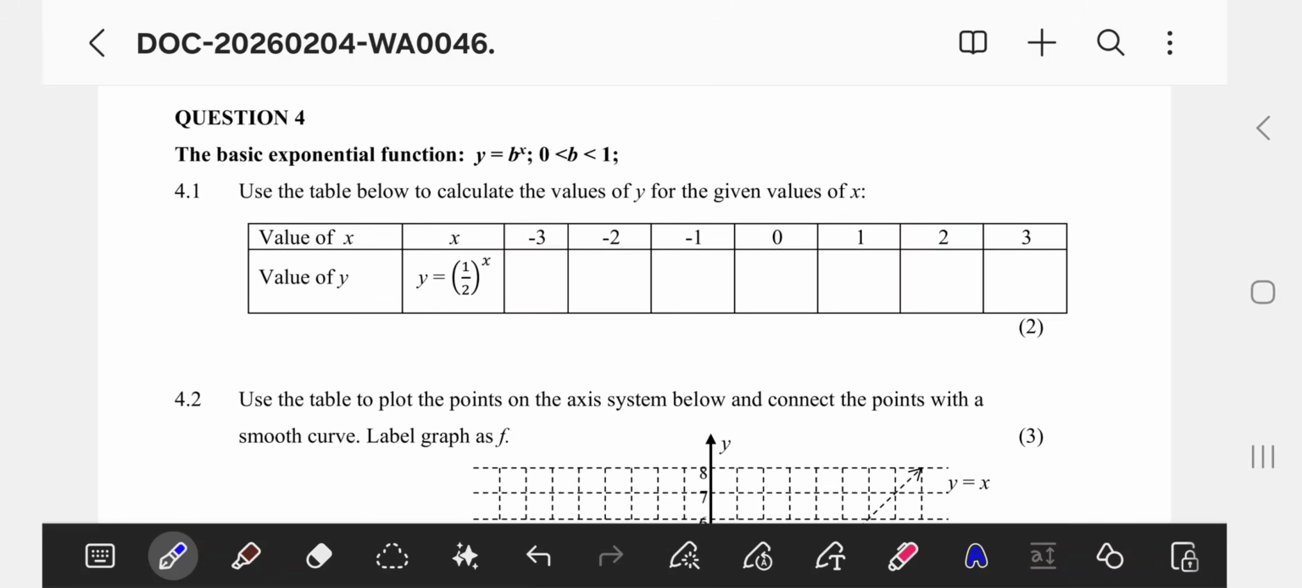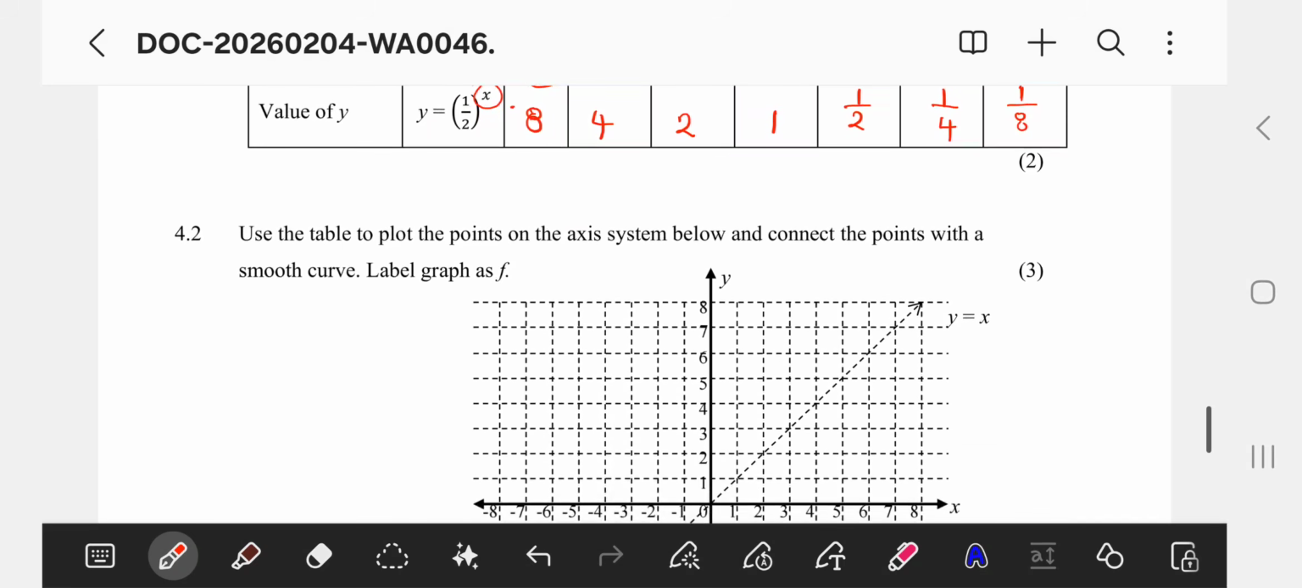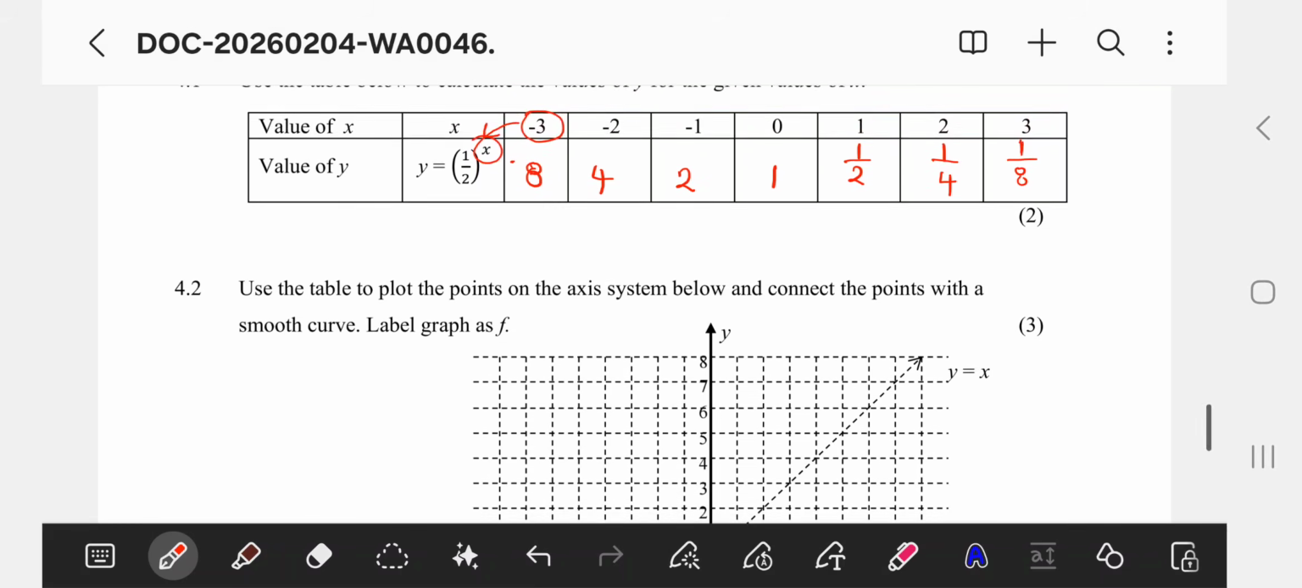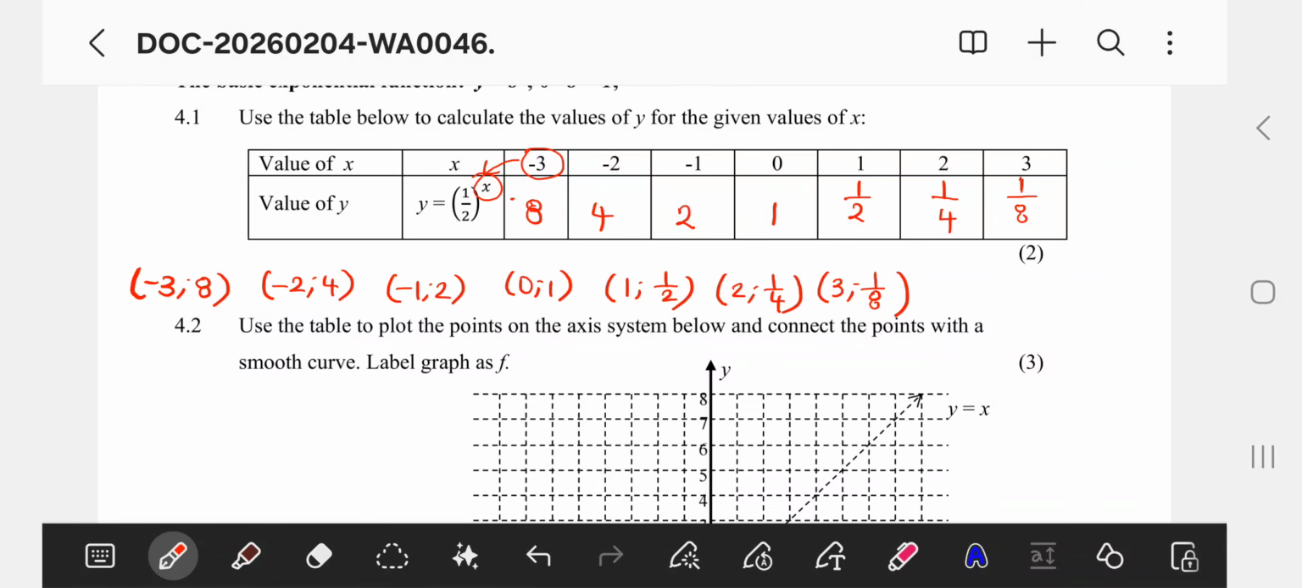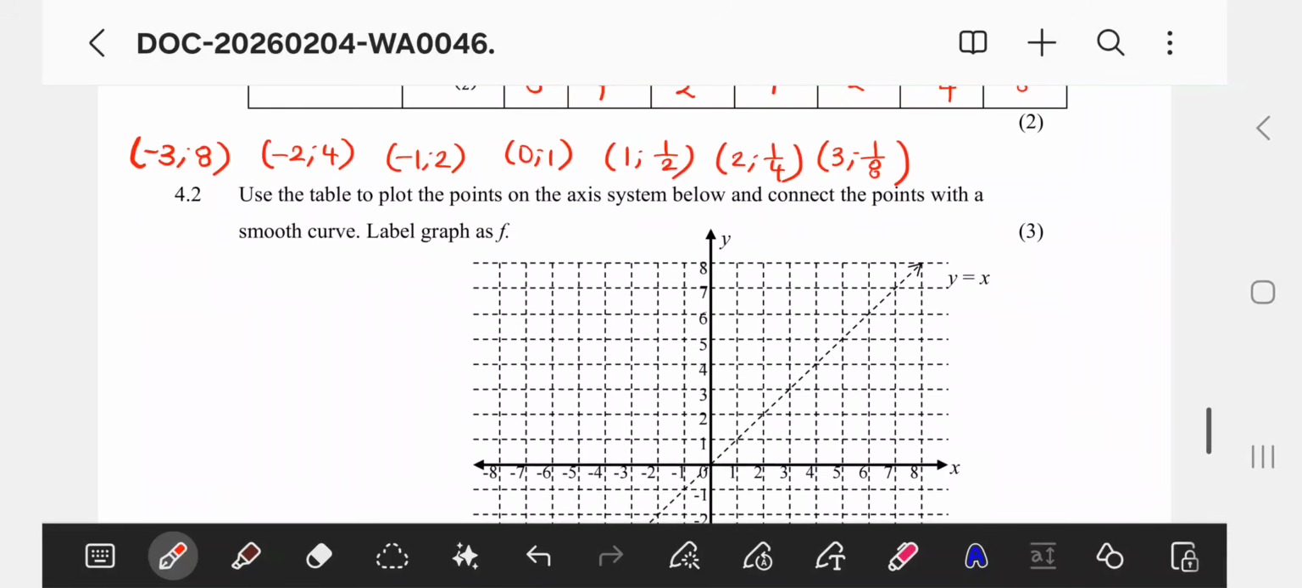Now, the base is a half, so where we have x as the exponent, we are going to substitute all of those x values in place of it. Feel free to pause the video and attempt this. I am going to pause the video and go ahead and fill in these values. So here are all of the y values. 4.2, we know that we're going to be asked to draw this graph, so I'm just going to write these as coordinates. So those are going to be the coordinates that we will plot.